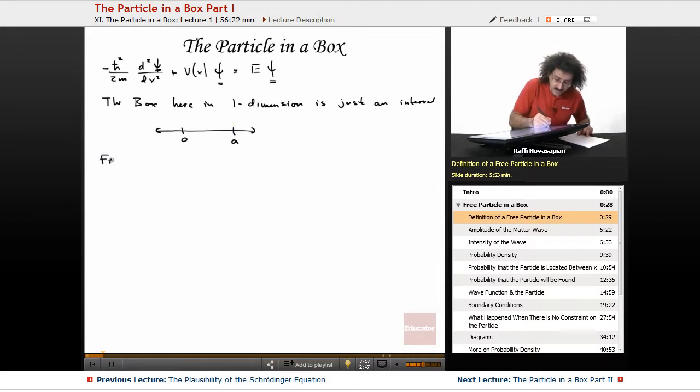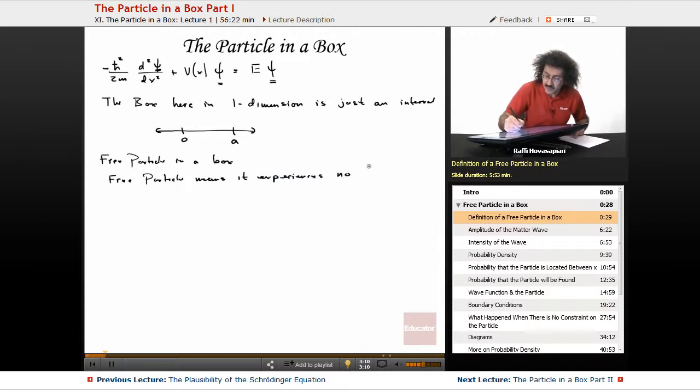So, the free particle in a box. Now, the word free particle here means it experiences no potential energy. In other words, V in the Schrodinger equation is going to be 0 in this particular case, so it simplifies our equation a little bit. It experiences no potential energy. That's it.